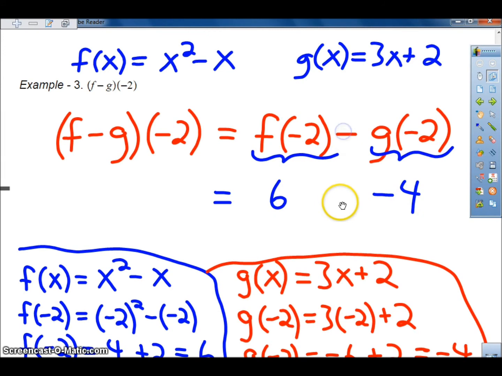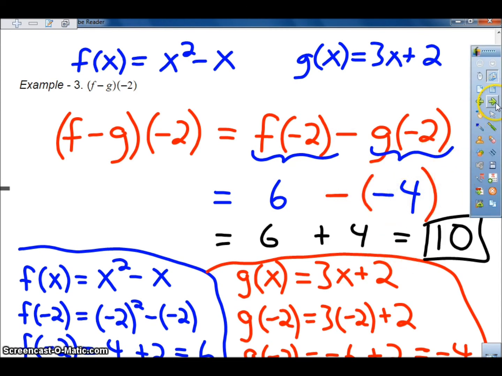And we want to subtract these. So be careful. We're going to subtract negative 4, so we get a double negative there. So maybe we should use parentheses around the negative 4. And when we simplify, minus a negative becomes plus 4, and we get 6 plus 4, which, coincidentally, this is not something that normally happens, but we happen to get the same answer we got last time, which is 10.